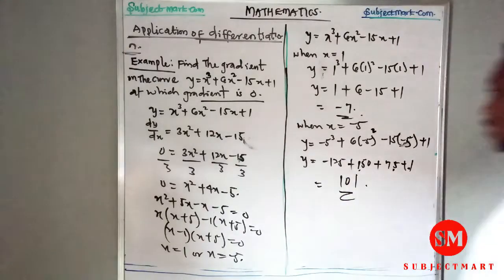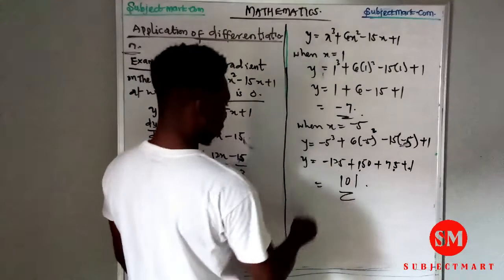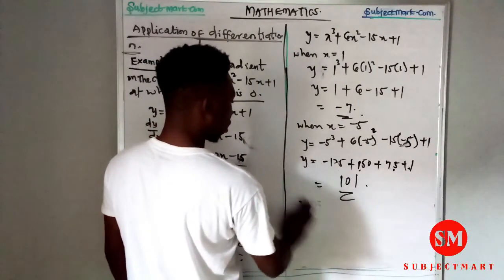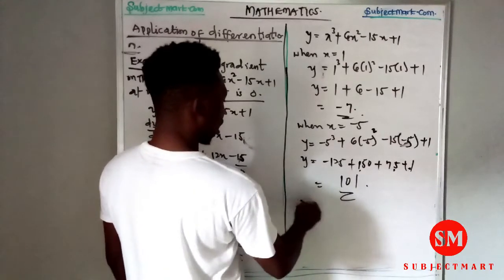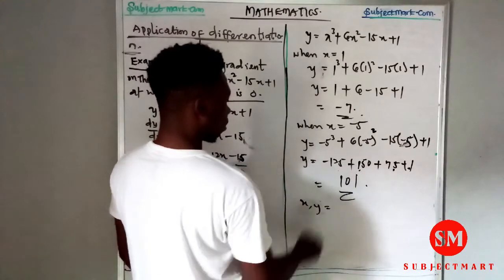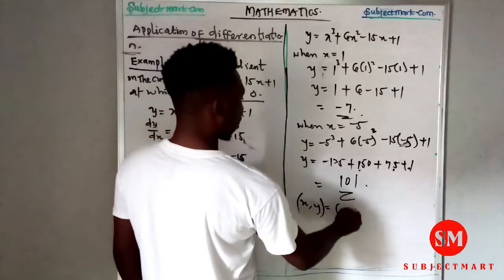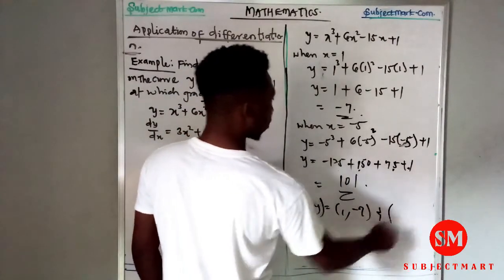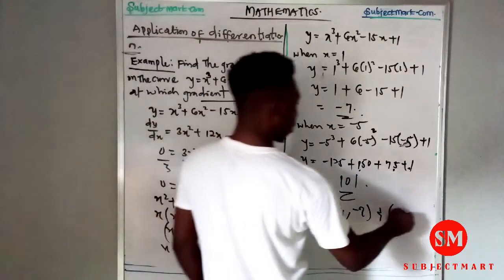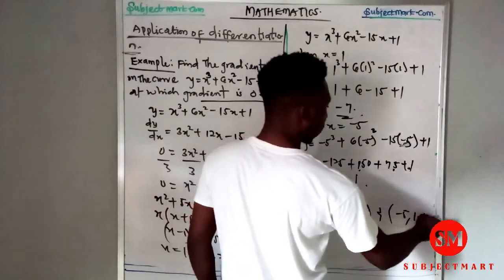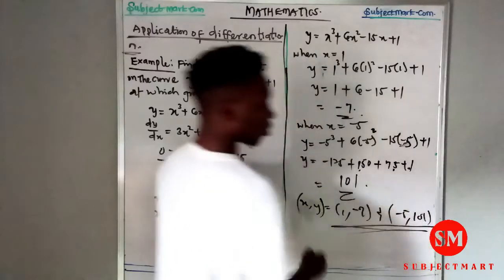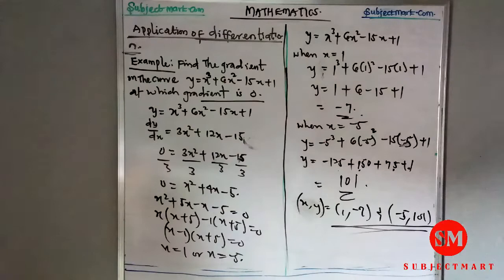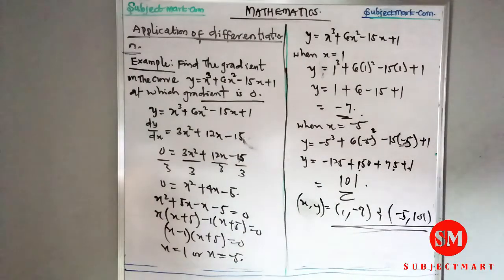So at this junction, you can now make a conclusion. X comma y is equal to 1 comma minus 7, and minus 5 comma 101. So this is the answer to this particular question.